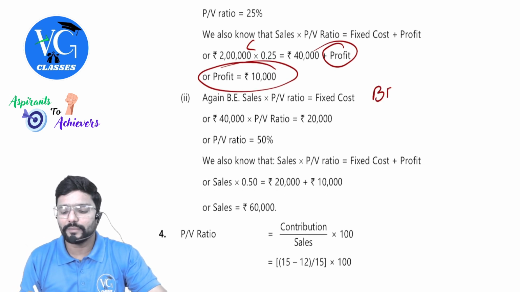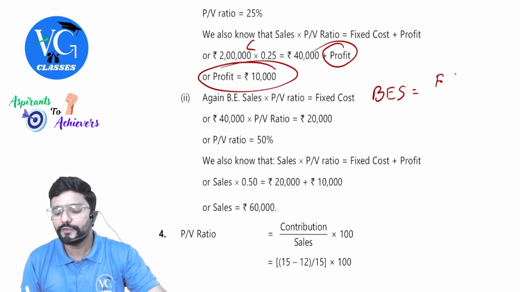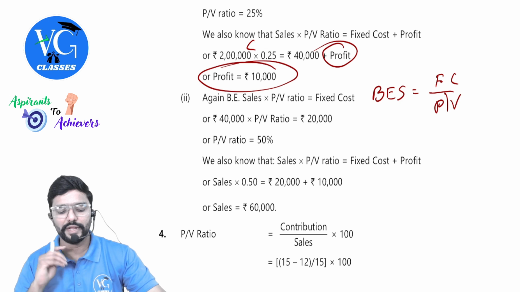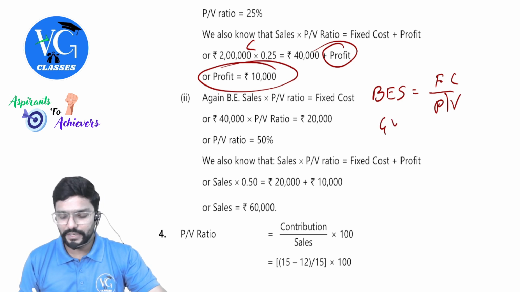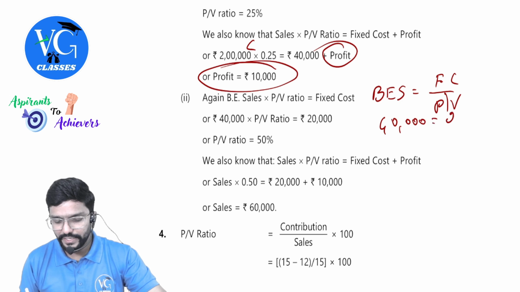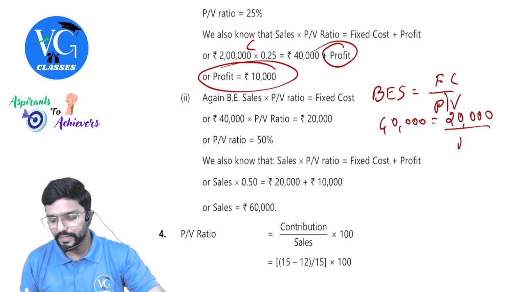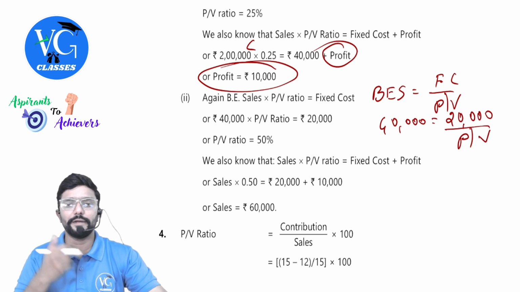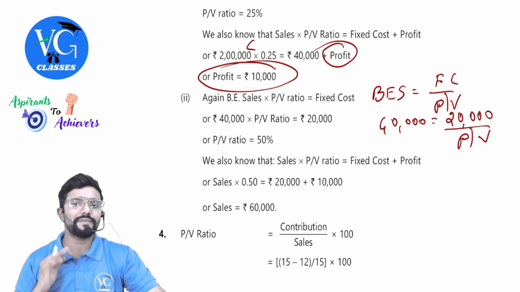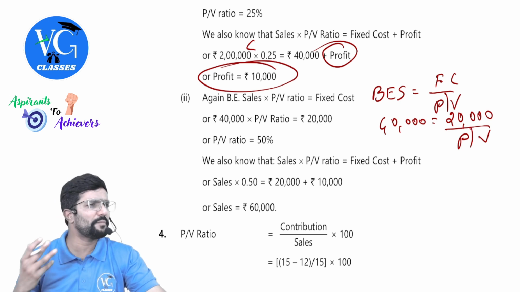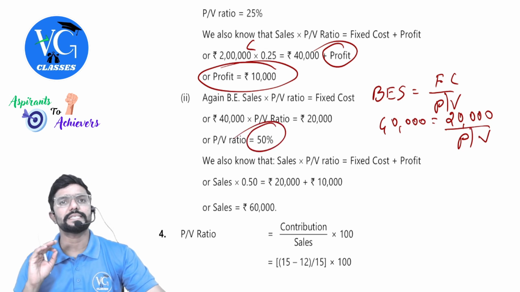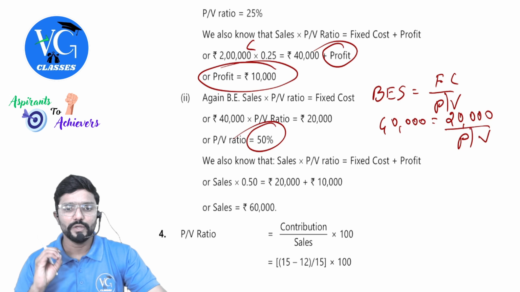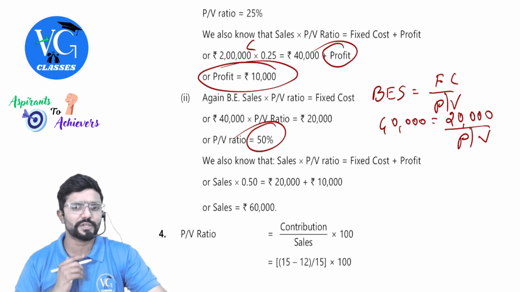Let me write the actual formula. Break-even sales is equal to fixed cost divided by PV ratio. Break-even sales do I know? Yes. PV ratio do I know? No. So break-even sales 40,000, fixed cost 20,000 divided by PV ratio. Now take PV ratio to the other side and bring 40,000. So 20,000 divided by 40,000 is 0.5. You can multiply with 100 also, you will get 50%.